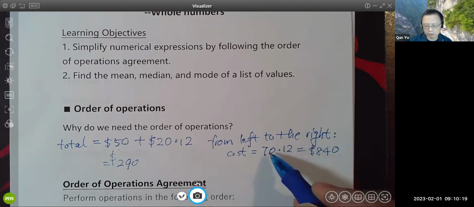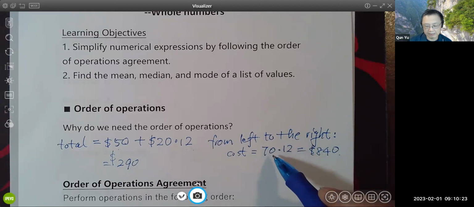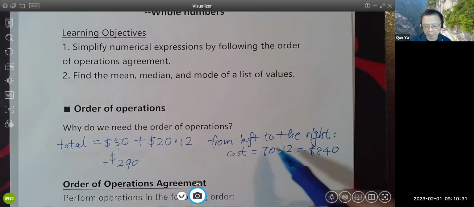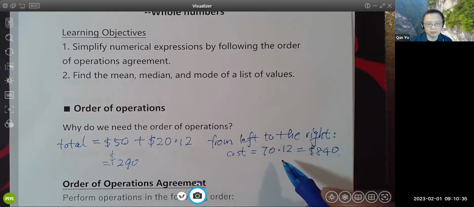By multiplying 70 by 12, you also multiply that $50 by 12, because you have this $50 embedded in 70. It's part of 70 after you add these two together. You know that's wrong, because 50 is a one-time fee. You cannot multiply that 50 by 12.